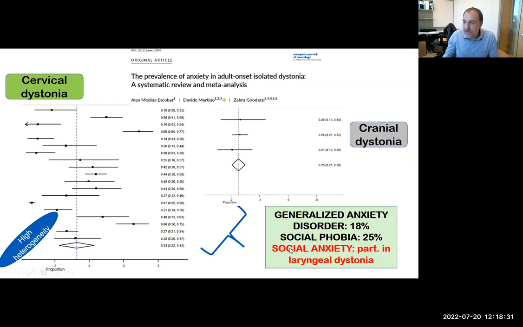But an important finding from the Dystonia Coalition cohort is that social anxiety reaches the highest prevalence in people with laryngeal dystonia, which is also quite intuitive given the social relevance of speech and voice, even more than head posture or facial movements.